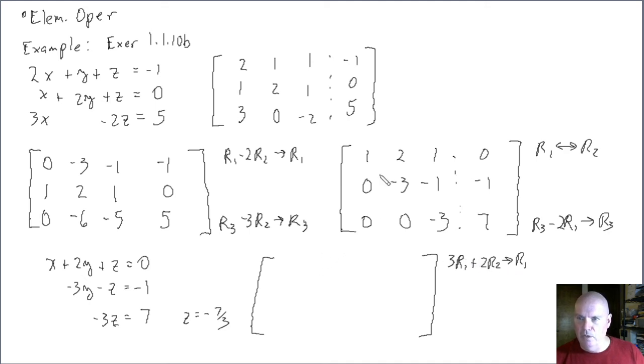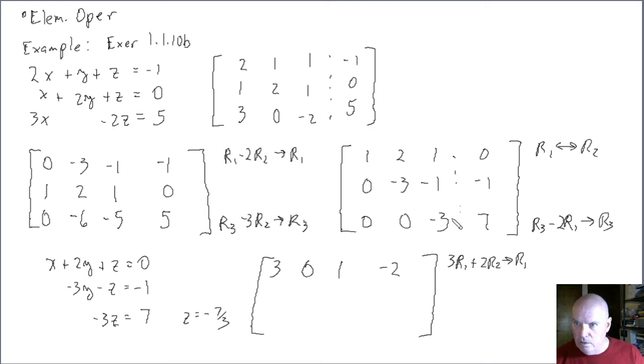But when I do that, I'll get 3 here. Here I'll have 6 minus 6, and I chose this operation to eliminate that term. And then I'll have 3 minus 2, or 1 here. And then finally, I have 3 times 0 plus 2 times a minus 1, or a minus 2.